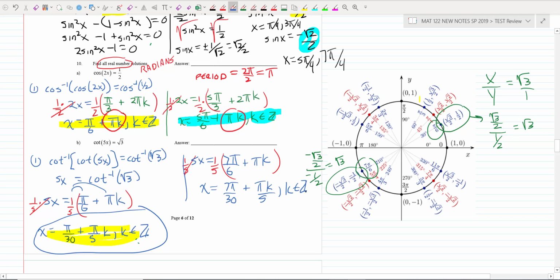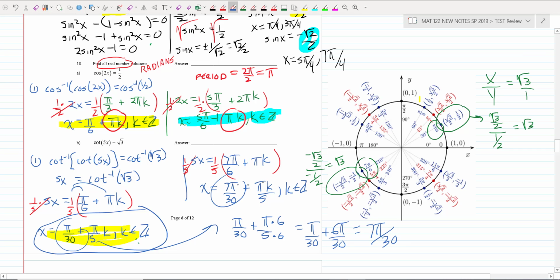The thing I want you to notice is why this is unnecessary. If you take the first answer, pi over 30, and add pi over 5 to it, like if k is equal to 1, and you get a common denominator, you would have pi over 30 plus 6 pi over 30, so you would get 7 pi over 30, which is this. So that answer is not necessary. You only need one formula, and that will give you all of your answers. So that would be the only formulaic answer to that problem.